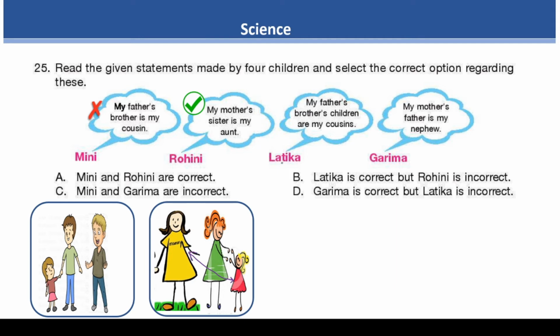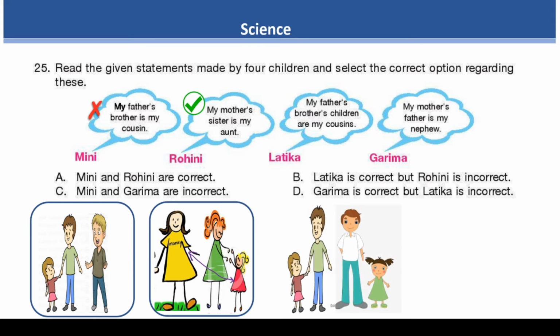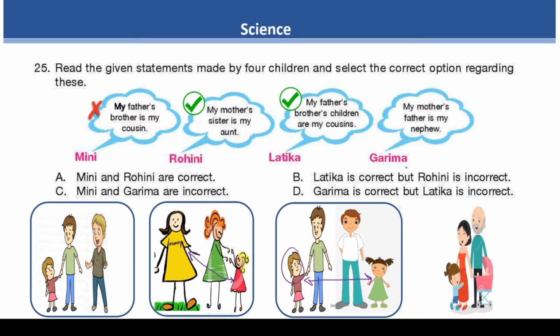What does Latika say? My father's brother. So this is my father's brother's children. So they are my cousins. Well, Latika, you are right. How about Garima? She says my mother's father is my nephew. This relationship is of grandparents. So he's a grandfather. So Garima is also wrong. So out of the given statements, option C, that Minnie and Garima are incorrect, is the right statement.